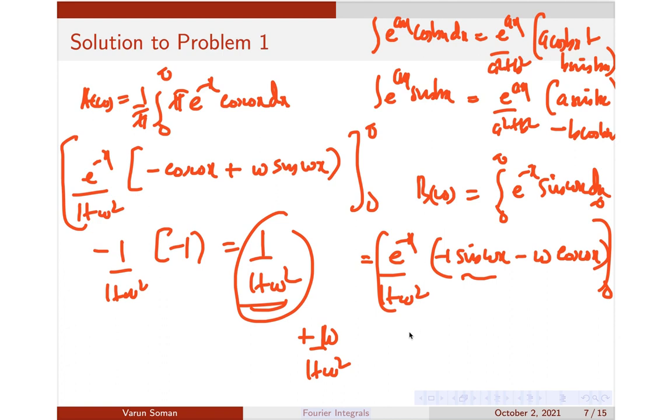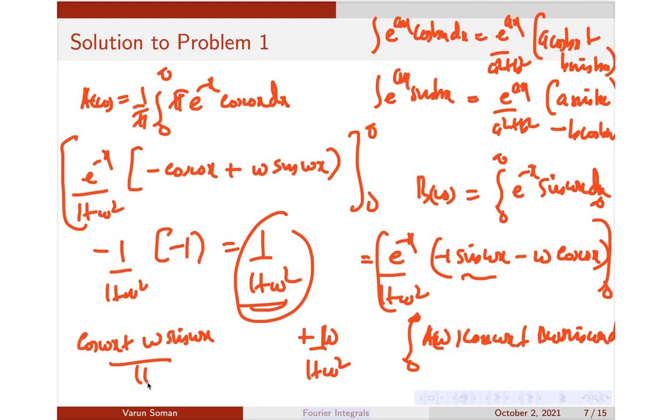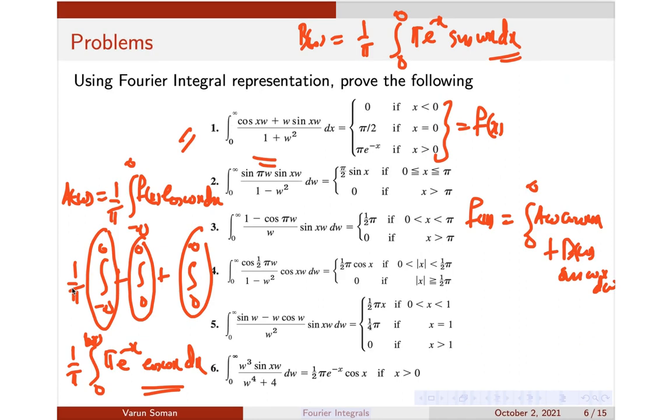When you write the final answer, the final representation will simply be equal to the integral 0 to infinity of a omega cos omega x plus b omega sin omega x d omega. Your a omega is 1 by 1 plus omega square, so it will be cos omega x plus omega into sin omega x by 1 plus omega square d omega. So that is your representation. Was this the representation that was asked? Yes. This was the representation given to us, just 1 by 1 plus omega square into cos omega x plus omega sin omega x. So that is how you do these problems.